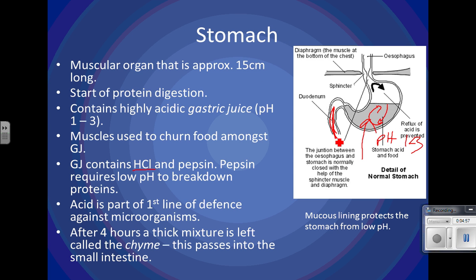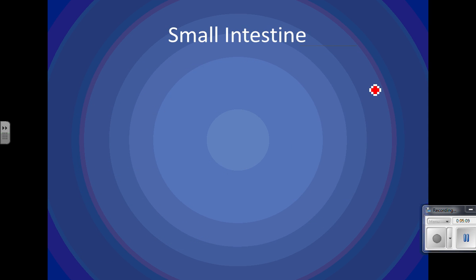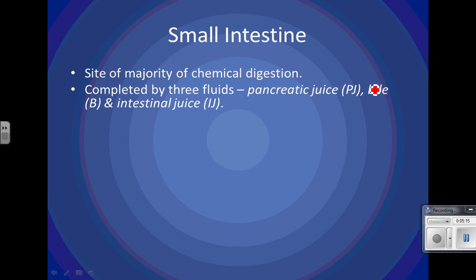Actually, if we go back, just quickly, there is a mucus lining around the inside of the stomach and the inside of the small intestine, and the job of that is to stop the acids or the alkalines from breaking it down. Okay, so back to this. It's a protective thing. Pancreatic juice, bile, and intestinal juice. They're the three fluids which break down food into the chemical components that we need.